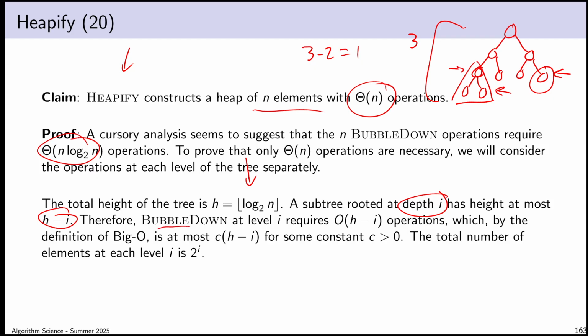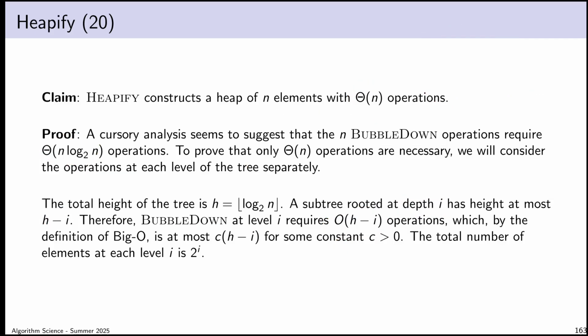That means if I perform bubble down at level i, I need at most big O of h minus i operations. You'll see I'm doing something clever, I think, with asymptotic notation here, just to get around a bunch of special cases. We already know, because we proved it, that bubble down is big theta of h on a tree of height h. So on my subtree of height h minus i, bubble down is definitely big theta of h minus i. I only need the big O part, so I'll just say it's big O of h minus i. What do we know about big O? If something is big O of h minus i, that means it requires at most c times h minus i operations.